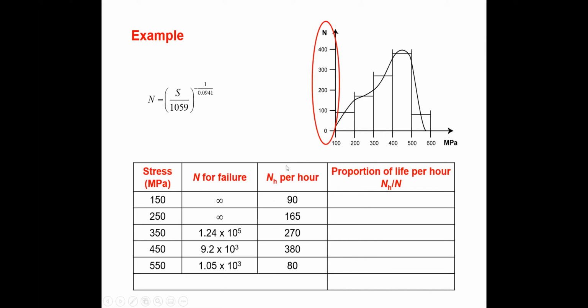So you can find out the simple NH per hour, the number of cycles you are going to apply with this stress. It is 90 and 165. This value 270. Likewise, you can find out the simple N value. Then find the ratio between these two. If you divide by infinite, the ratio is definitely 0. So that means below the endurance limit, it will not affect the lifetime.